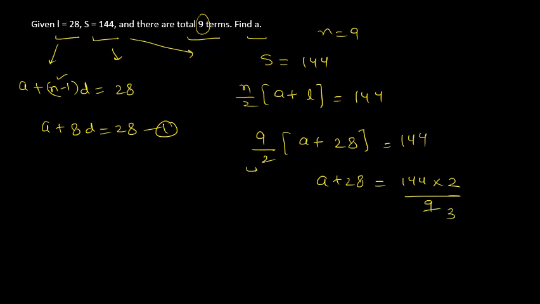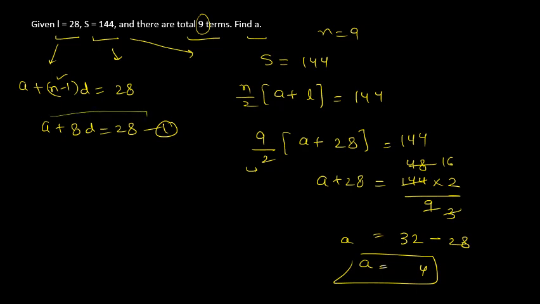2 can be taken into multiplication, 9 in division, right? So 3 3s are 9, 3 4s are 12, 3 8s are 24, 3 1s are 3, 3 6s are 18, 16 2s are 32. 28 can be taken to the right hand side, 12 minus 8 is 4. This is enough, you don't need this equation.